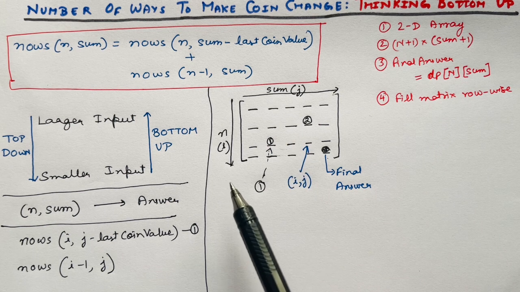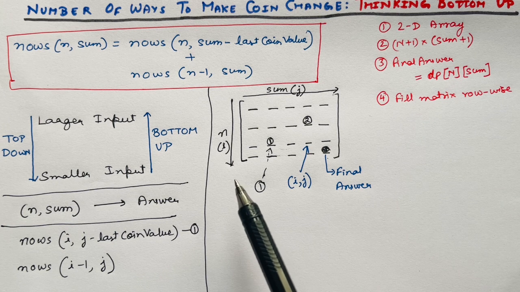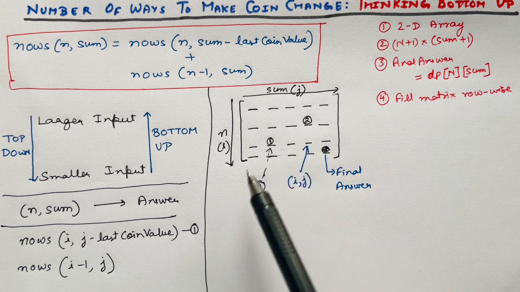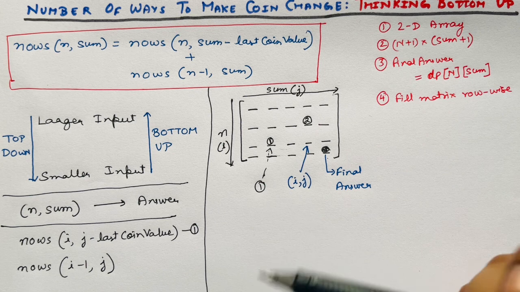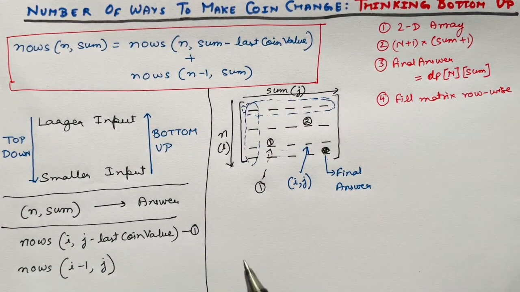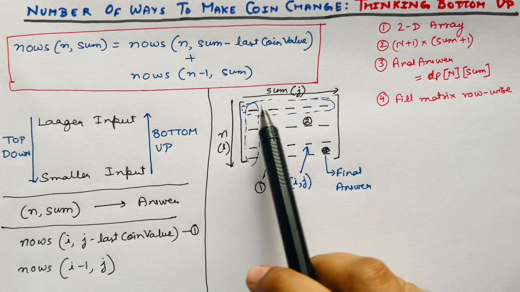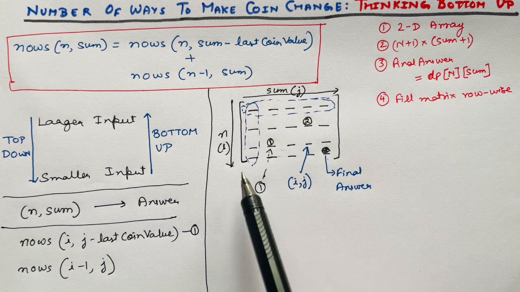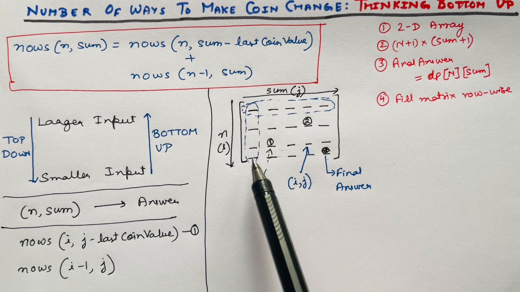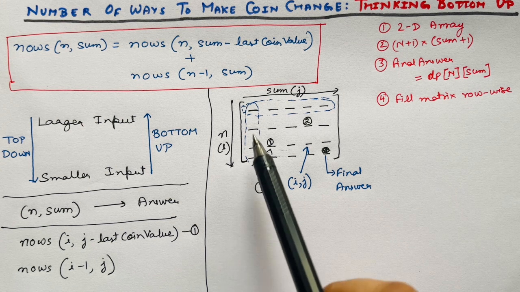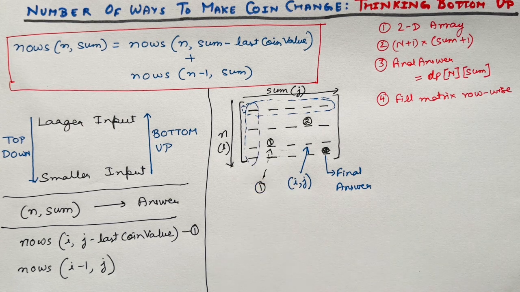So now let's try to take care of the base conditions, which are sum equal to 0 and n equal to 0. Now what does sum equal to 0 correspond to in this matrix? Sum equal to 0 corresponds to this first column. And similarly, n equal to 0 corresponds to the first row. So what will be the values for sum equal to 0? For sum equal to 0, we know there is always one way, that is, don't pick any coin. So we can fill all the values here with 1.